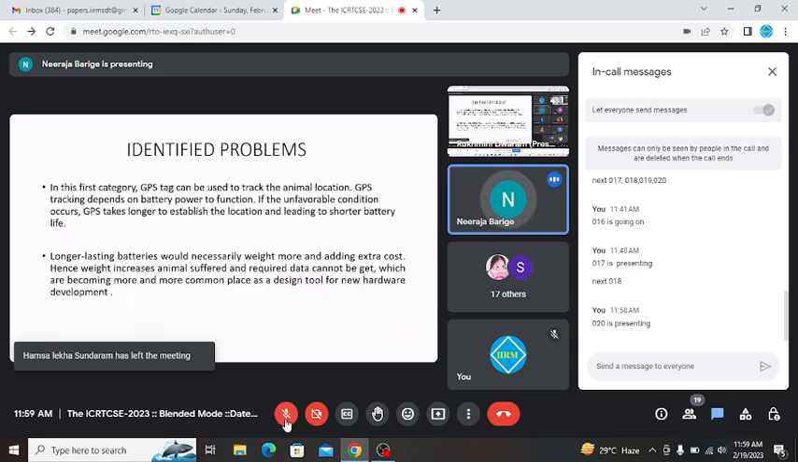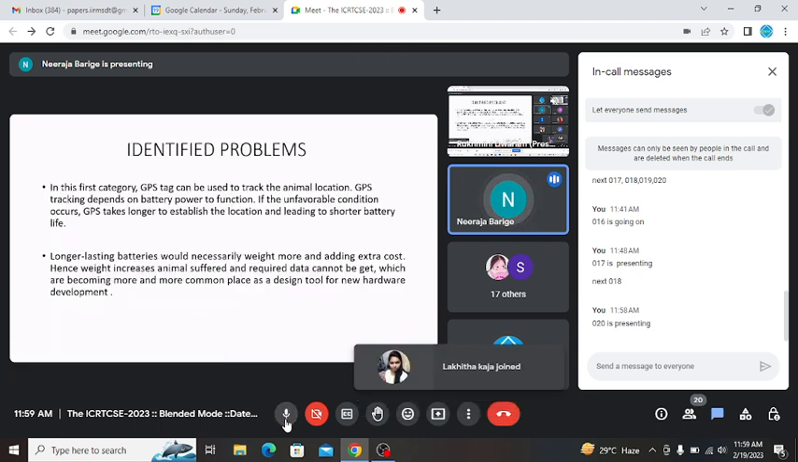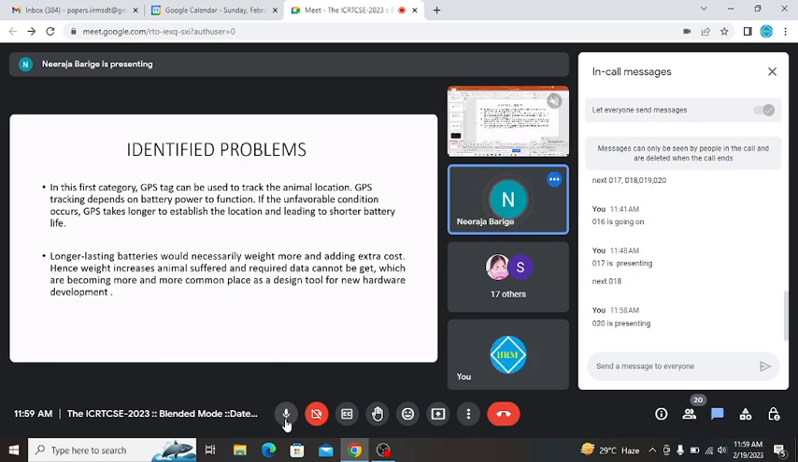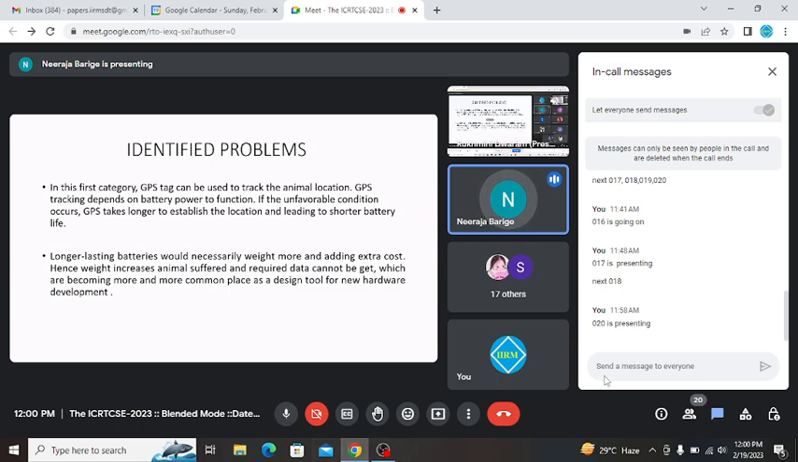Identified problems. Here, generally we use a GPS tag, which is used to track the animal location, but sometimes tracking becomes difficult due to battery power failure. In unfavorable conditions, GPS takes a longer time to establish the location, leading to short battery life. If it does not track the animal location correctly, it will kill the animal and damage the crop. Long-lasting batteries would necessarily weigh more and also cost extra. Hence, weight increases. It also becomes difficult to track the animal.